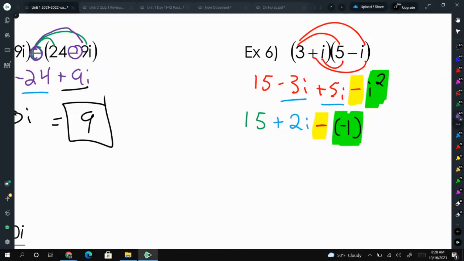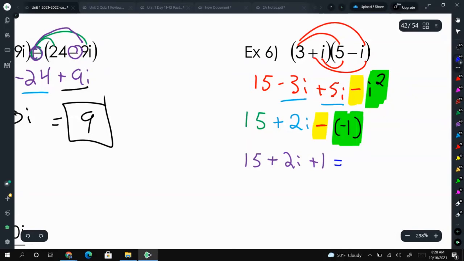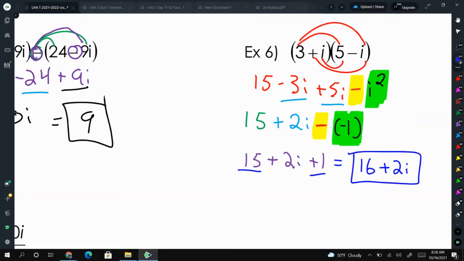And you can see we have minus and negative, which is going to turn to a positive 1. So it's going to be 15 plus 2i plus 1. And now we can combine 15 and 1 and get 16 plus 2i. And that would be our answer. So that i squared can trick people up because a lot of times when you already see a negative, I see students just say, oh, -1. But i squared is equal to -1. So for subtracting, it's minus a negative.